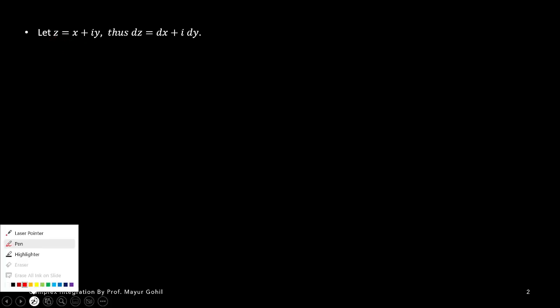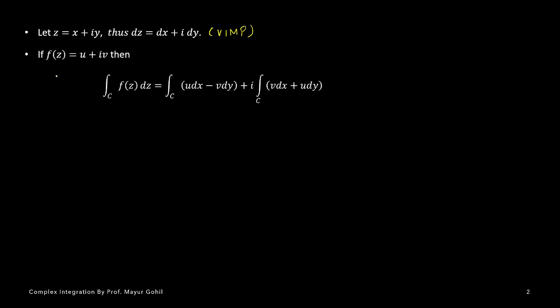Let us see here. The first important thing that is required is this formula that says let z equals x plus iy, then dz equals dx plus i dy. This is very important. We will need it all throughout. Further, it is this important formula f of z equals u plus iv, where u is the real part and v is the imaginary part. If your function is written in this manner, then you can have this integration formula in this way.